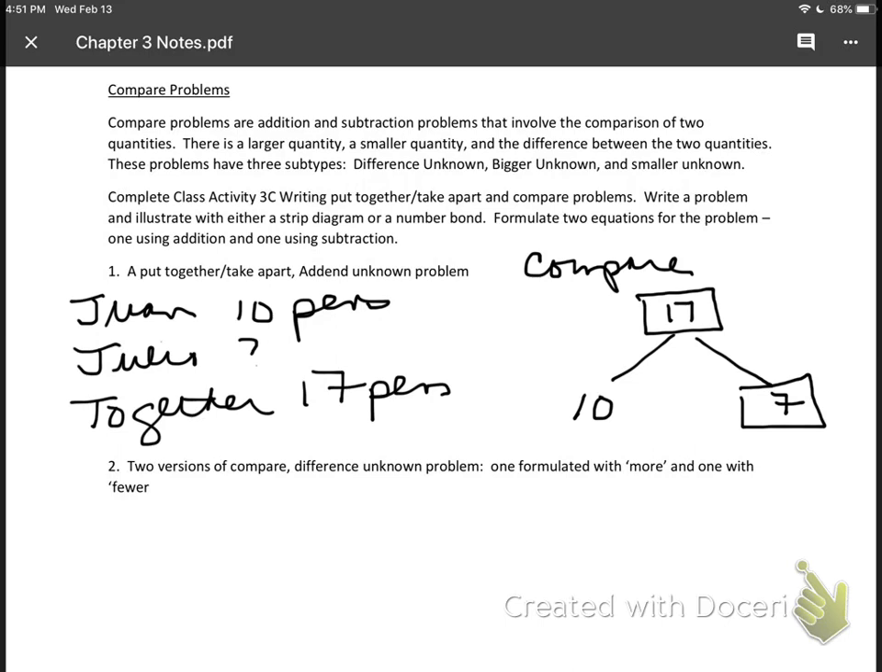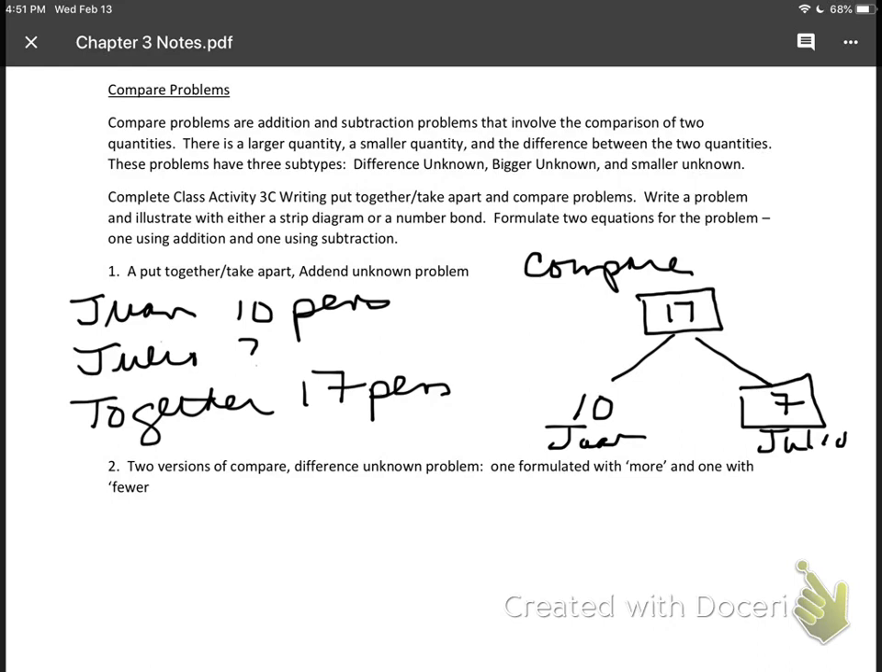So here is Juan's contribution, and here is Julio's contribution. So in terms of comparing, which young man put more pens into the bundle? So you would say that Juan did. And then you can say which one put fewer in. And you could say Julio did. So you can turn any problem into a compare problem.